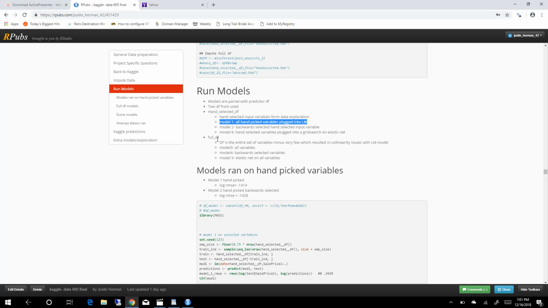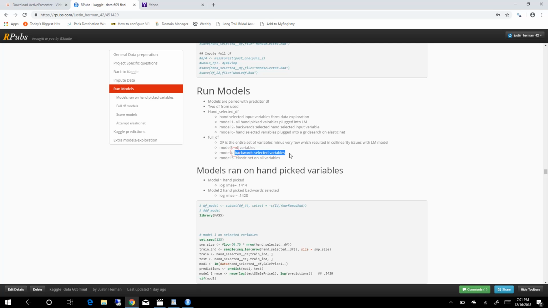The other data set that I used was pretty much everything. Every single column that we were given, I decided to just throw in. I had to take out several columns because the LM function wasn't running because of collinearity issues. But other than that, I think 68 out of 71 or so of the columns were used. So, just like before, this was used in an all variables model.